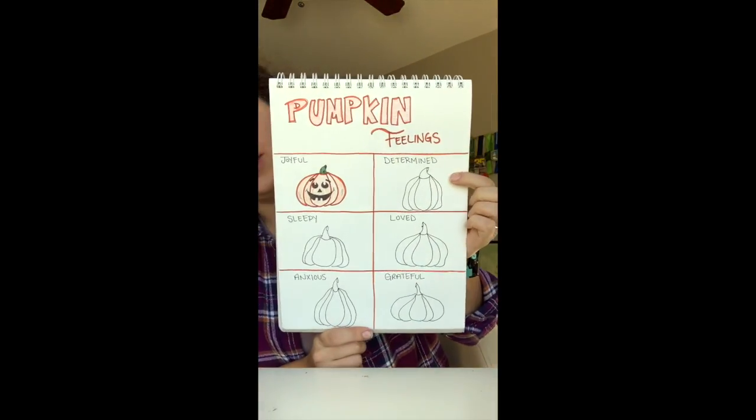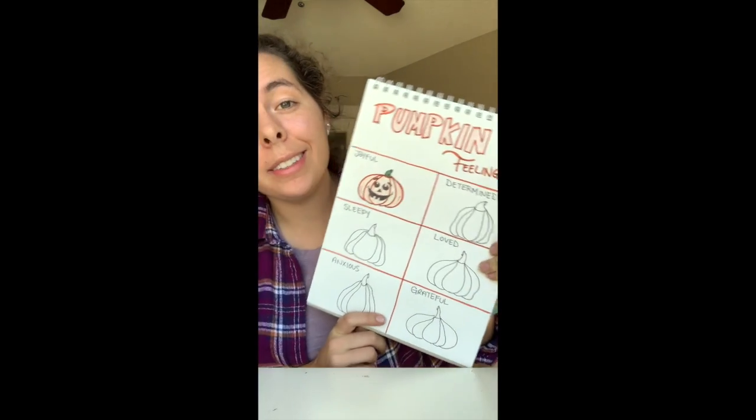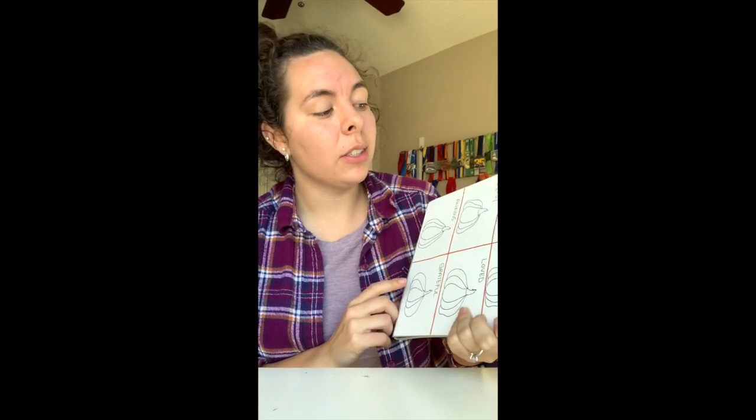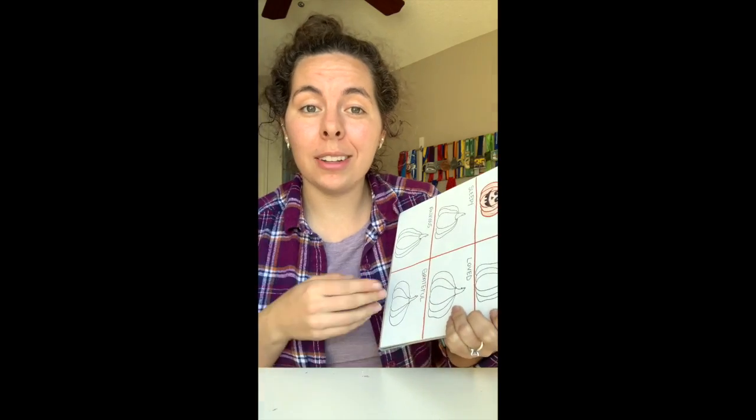Now we're going to move on to the second one. So my second one is determined. So whatever your second pumpkin is, you can go ahead and start carving a face on your pumpkin and then color him or her or whatever it might be. Yeah, let's do the number 2.